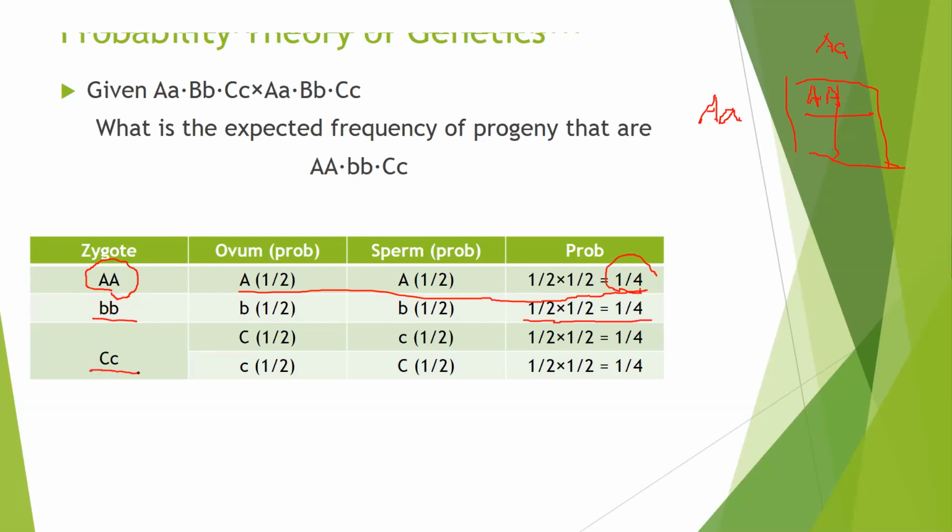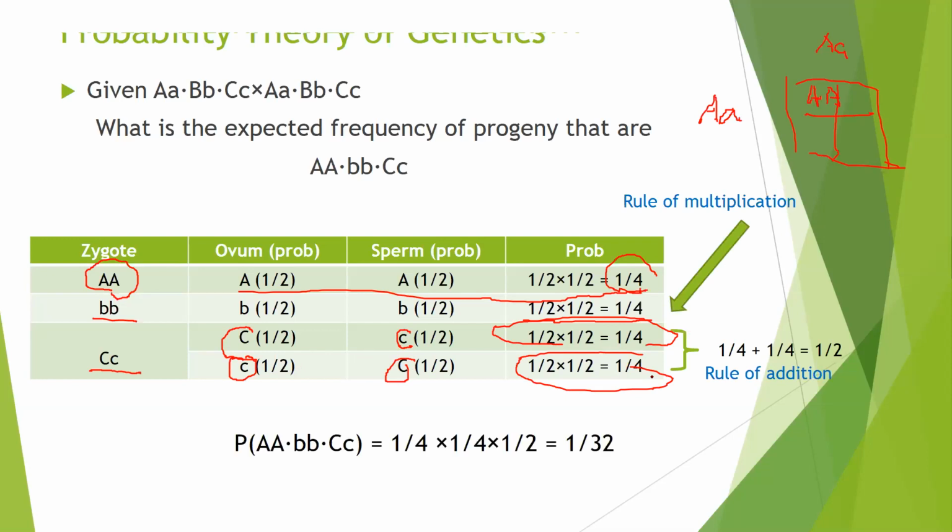But for the heterozygous capital C and lowercase c, there are two possibilities. One is the progeny has one capital C from mom but small c from dad, or the other way around, the small c from mom and the capital C from dad. So then we have to add these two together, and the final answer should be this. Here we're going to use the rule of addition and the rule of product.